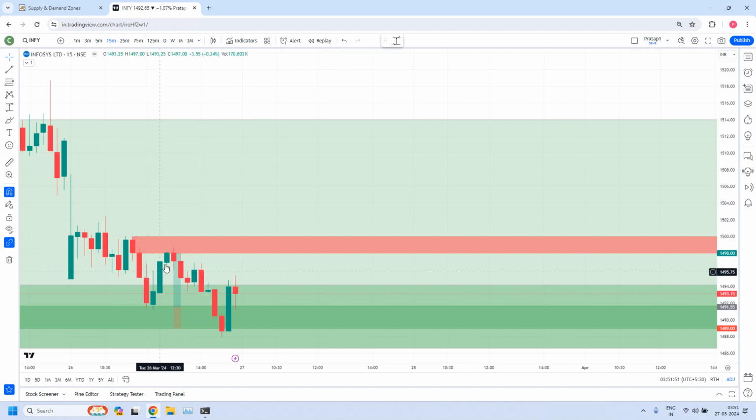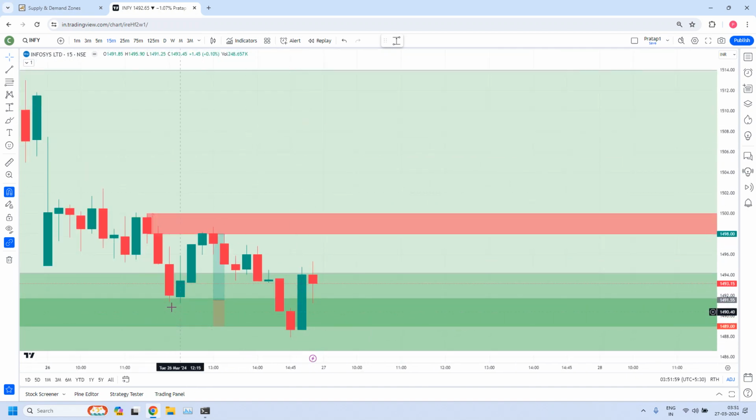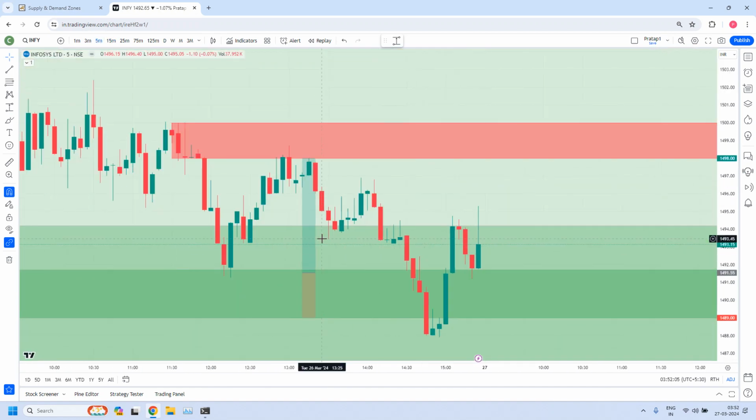And you can fix your target to 15 minutes. This is how you can plan your intraday trade. If this is a 5 minutes demand zone, let me go to the 5 minutes time frame. This is our entry time frame demand zone.